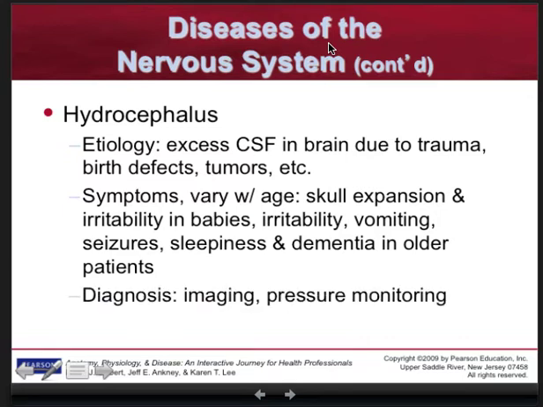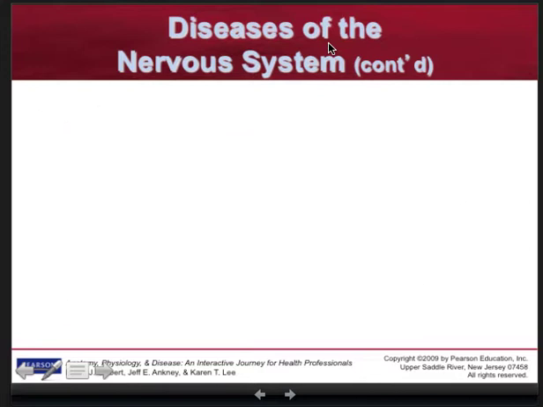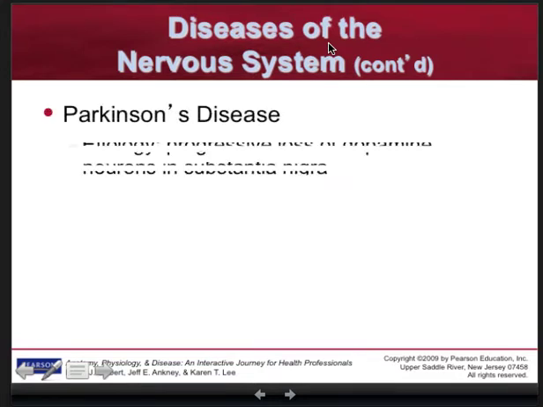The diagnosis includes imaging and pressure monitoring, and the treatments are to use a shunt in order to relieve the pressure so that we don't crush central nervous system tissue in the brain. And this is something that has to be left in for the rest of the patient's life.